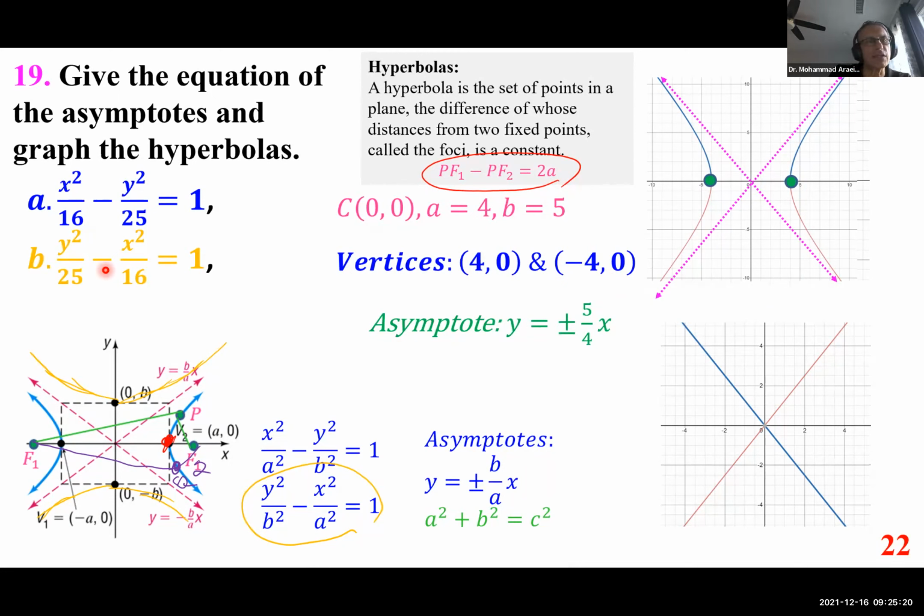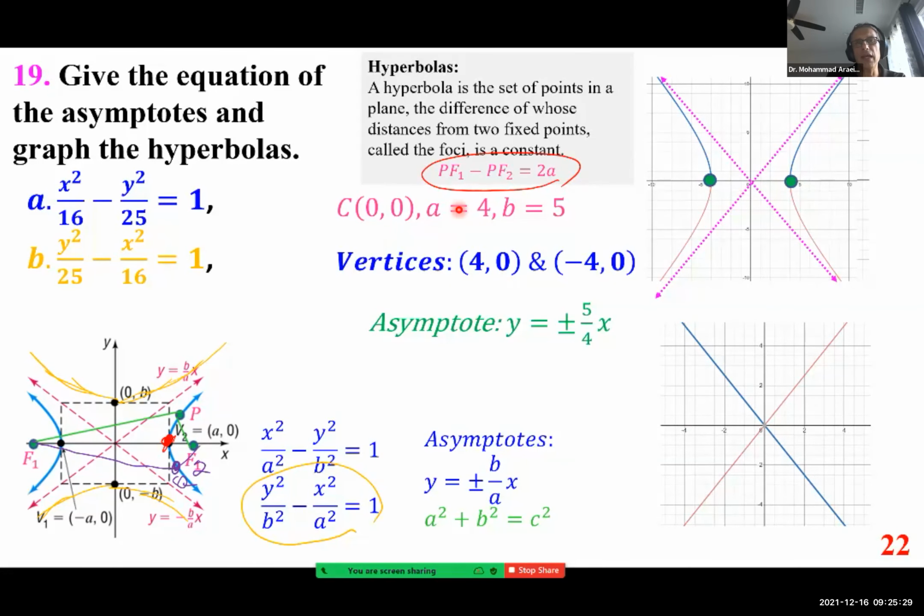For the second case, everything is the same. By that, I mean the center is the same. A and B are the same. Asymptotes are the same. The only difference is the vertices are not the same because notice y squared has a positive coefficient in essence. In fact, you can set x equal to 0 to see what happens, y equal to 0 to see what happens. And you'll notice that one of them doesn't give you a solution. I highly recommend you do that.